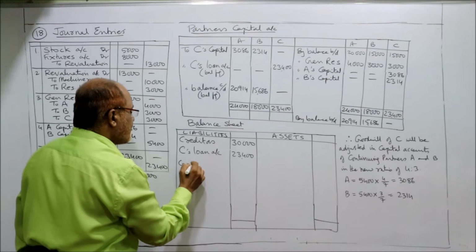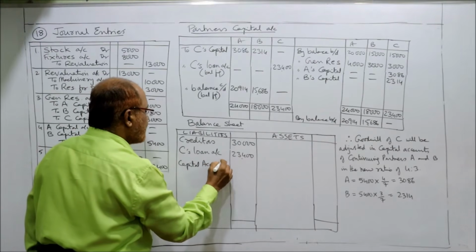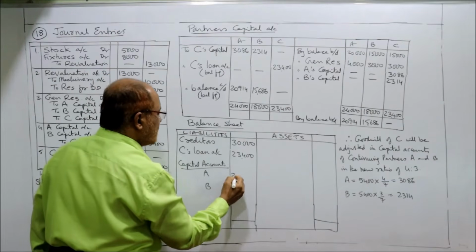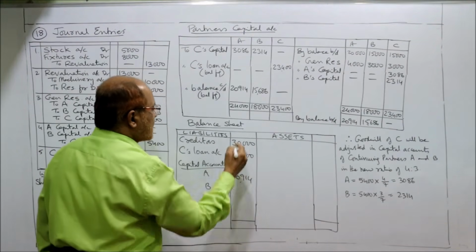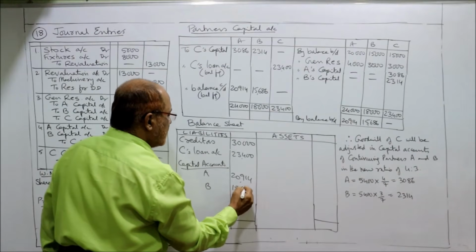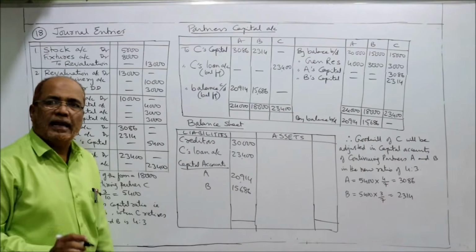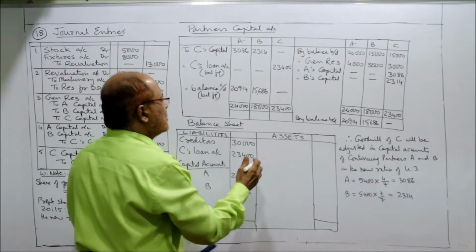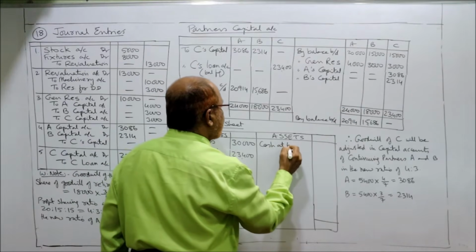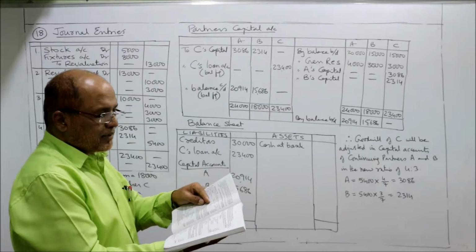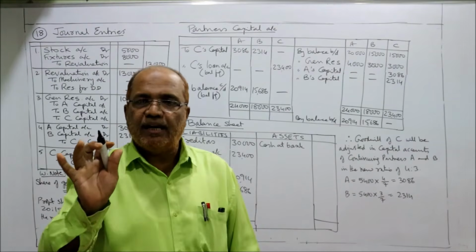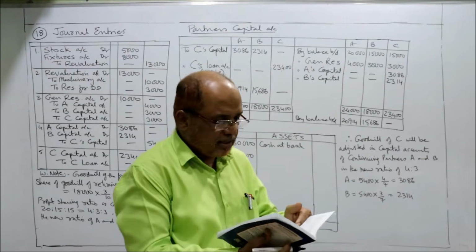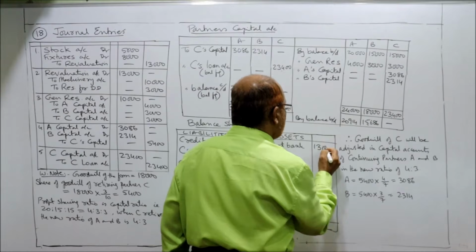Now capital accounts. Capital accounts are only for A and B. A's capital is 20,914 and B's capital is 15,686. That's it. Liability side we have completed. Now we'll come to the asset side. See the old balance sheet. Cash at bank is 13,000. Now is there any transaction relating to cash at bank? No transaction at all. So the same 13,000 will appear in the new balance sheet also.